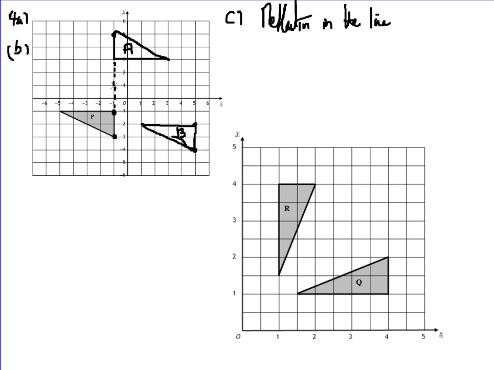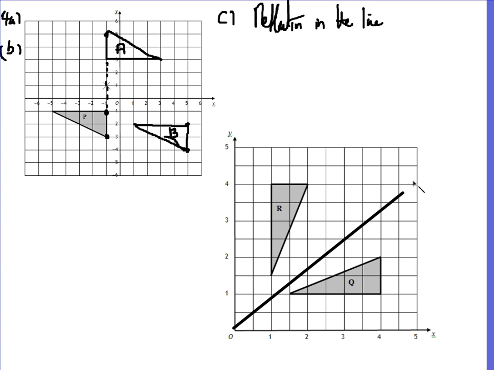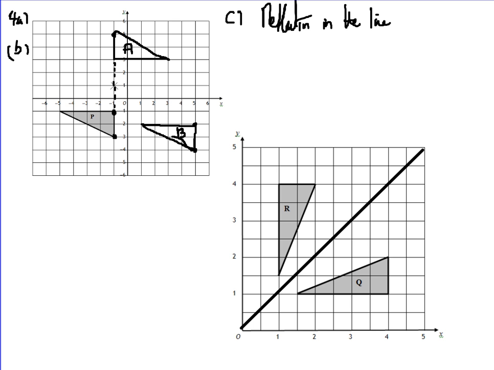Now what line is it that we're looking for? If I just draw on the line that we actually are reflecting it in, it's this one here. What line is that? Well, that line is when, if we look at these points here, 1, 1, 2, 2, 3, 3, 4, 4, it's when x is the same value as y. So it's in the line y equals x.